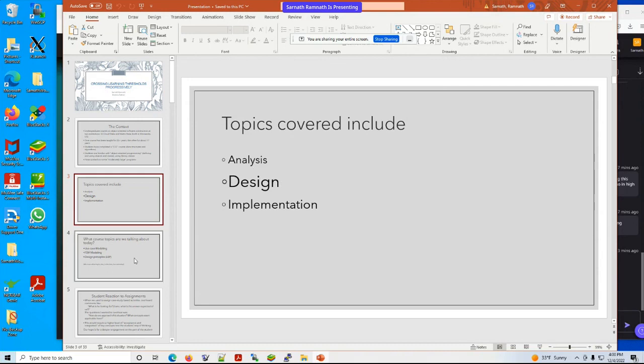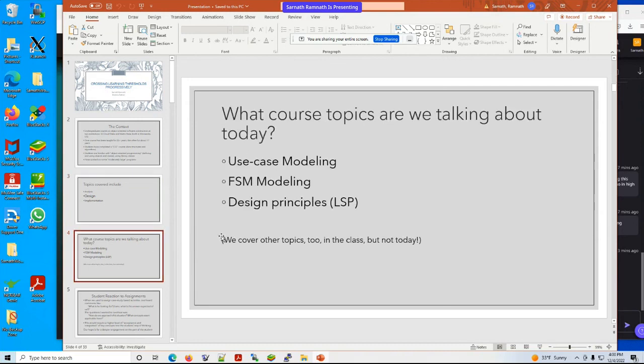So there are three things that we are talking about today. Use case modeling and FSM modeling, which are kind of combined into one, and some design principles, specifically the Liskov substitution principle. So we've been teaching this course for a long time, as we said.